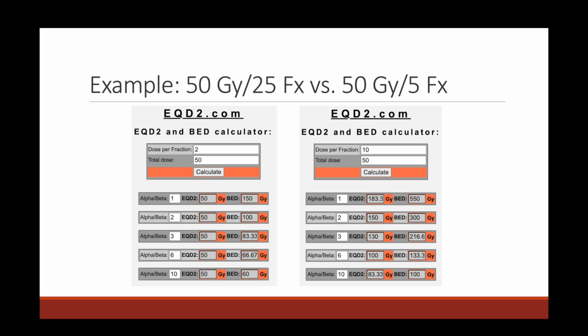The other thing to remember is that all of these equations, as we just showed, take into account total dose, dose per fraction, and the alpha-beta ratio. Remember, we said that time matters too, but these equations that calculate EQD2 and BED do not actually take time into account.